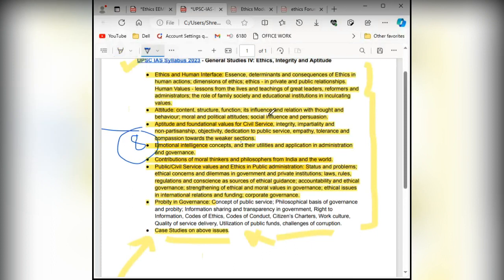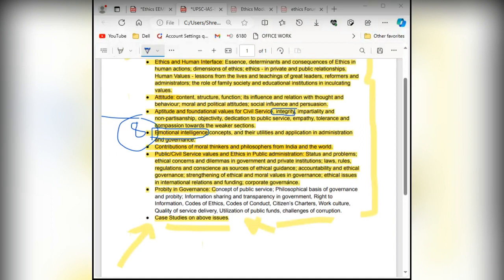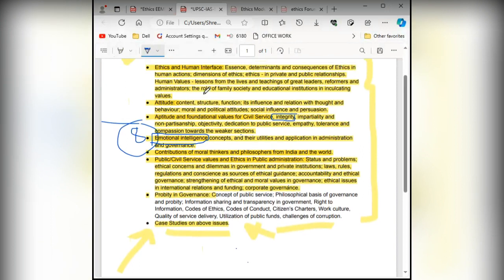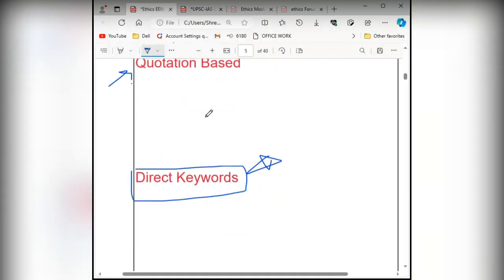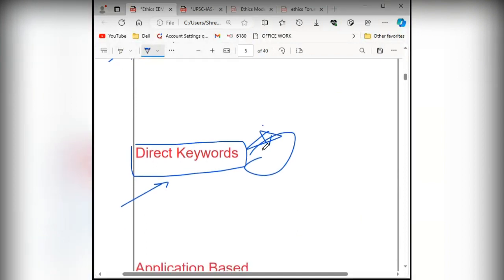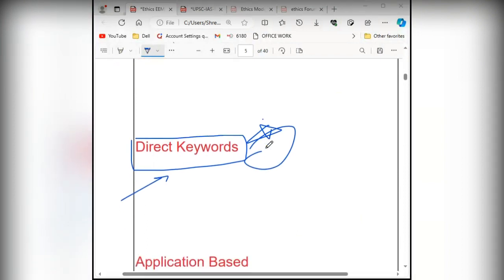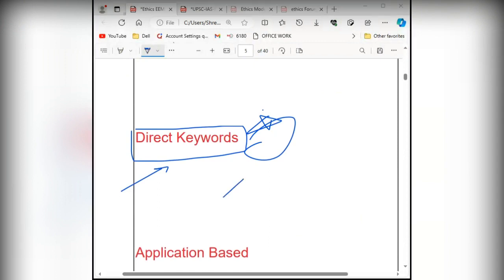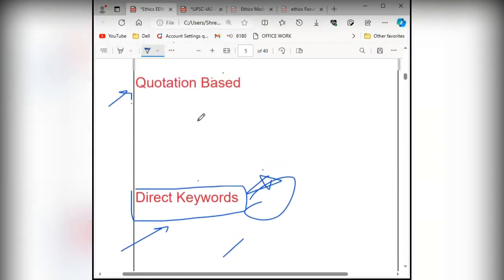For example, they will just ask you something about integrity. The entire question will focus upon integrity. Then the entire question will focus upon emotional intelligence and so on. So these are some of the questions which UPSC has already asked if you have gone through the GS4 paper. This is a type of question which UPSC asks. Direct keyword: what is probity, then discuss the application of probity in administration, or how emotional intelligence helps you in the administration. These are certain kinds of questions which UPSC asks.